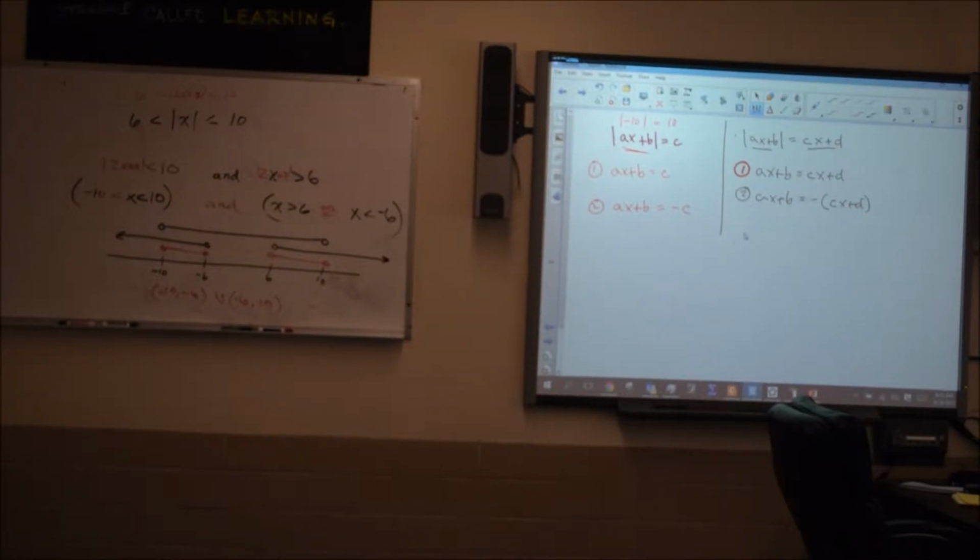But let's think about this. Let's say I give you the absolute value of 2x plus 5 is equal to... trying to think of something that will be interesting here.